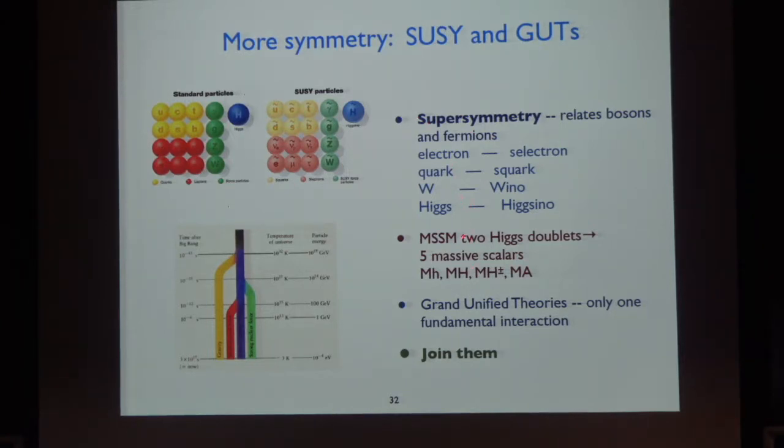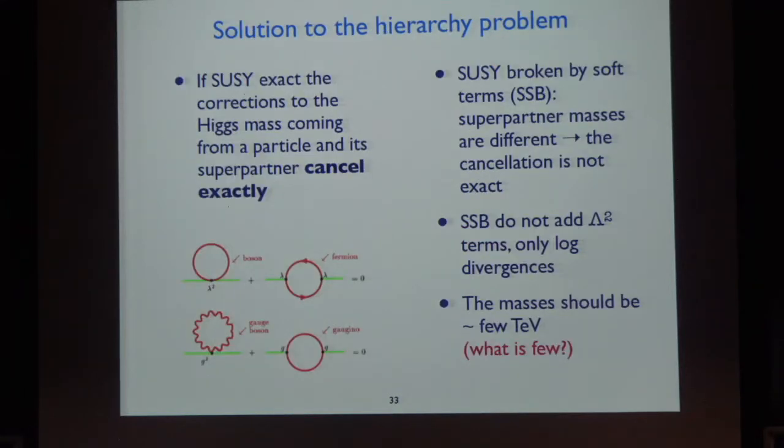The minimal model has 2 Higgs complex doublets, so when electroweak symmetry is broken, you have 5 massive scalars. And also grand unified theories, only one fundamental interaction. I join all of them, and then I get something which gives me a solution to the hierarchy problem, because the bosons and fermions, since they are related, the contributions to the radiative corrections to the scalar masses cancel exactly.